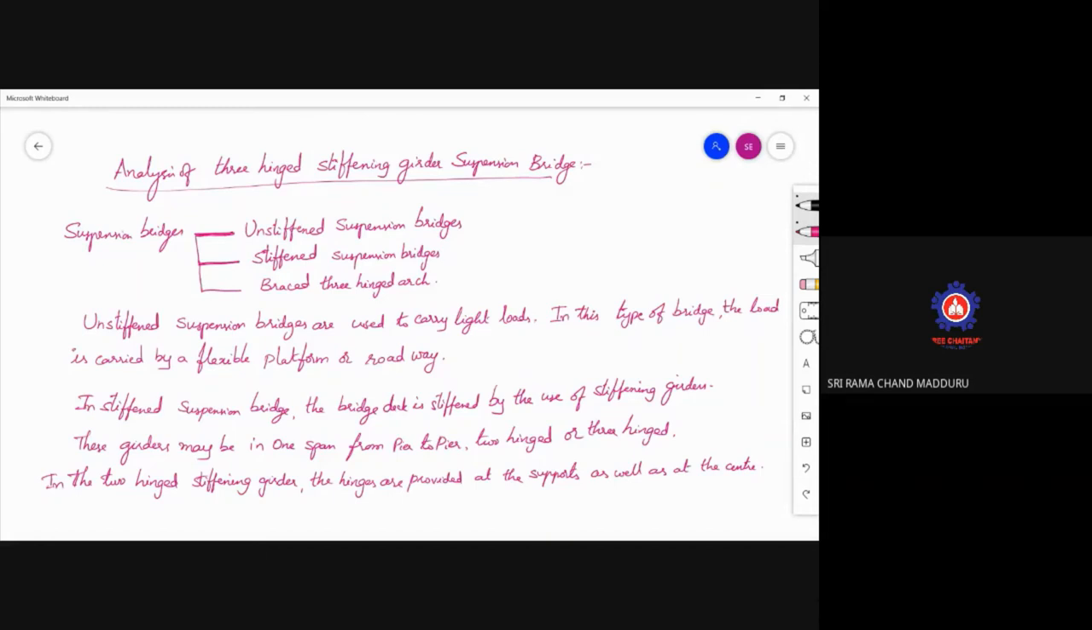Okay, the hinges are provided at the supports. Please write why only at the supports. In the two hinged stiffening girder, the hinges are provided at the supports. It is a redundant structure.